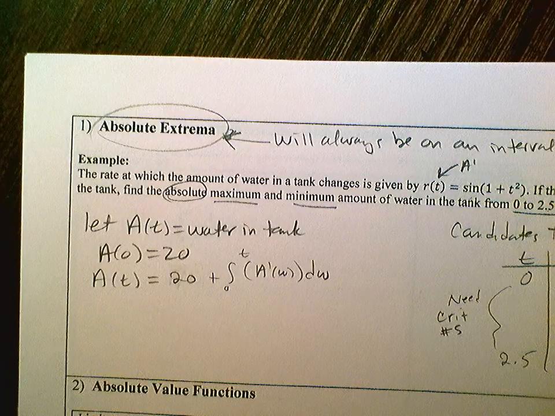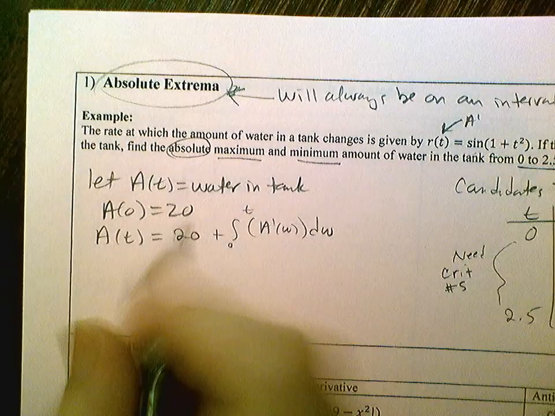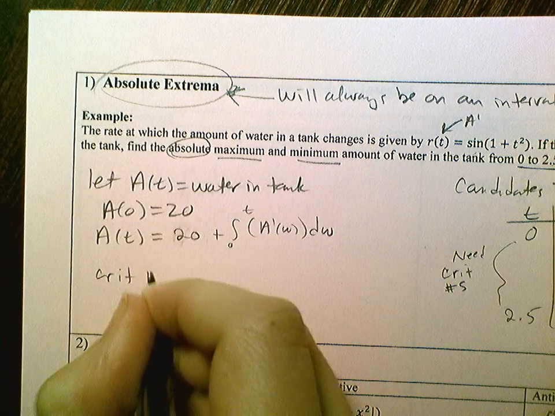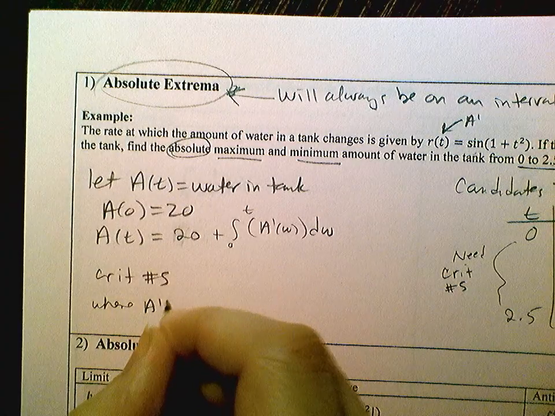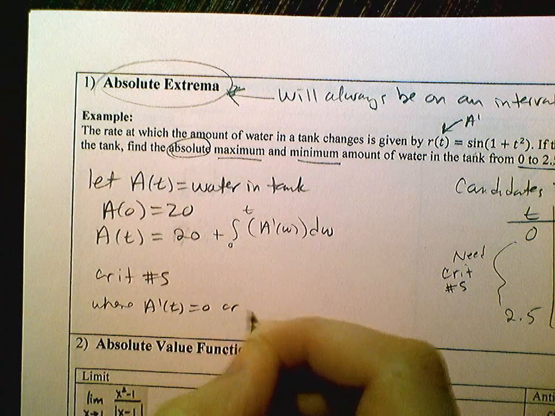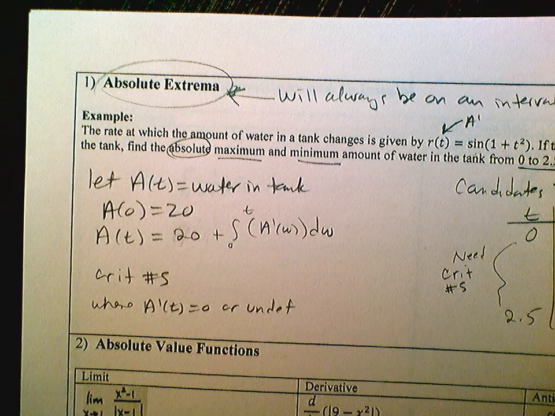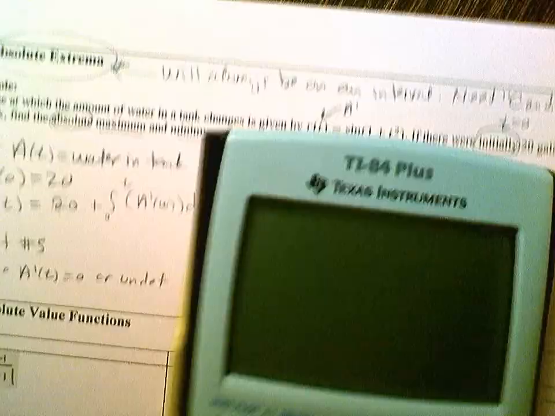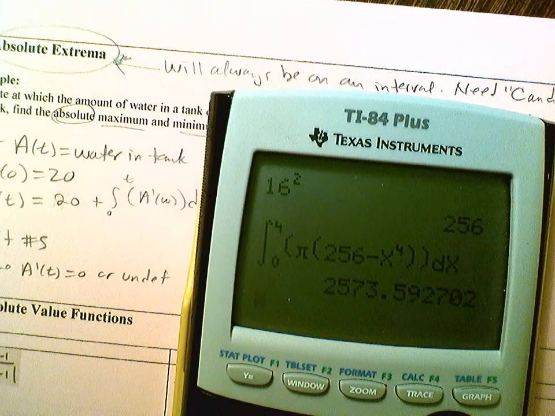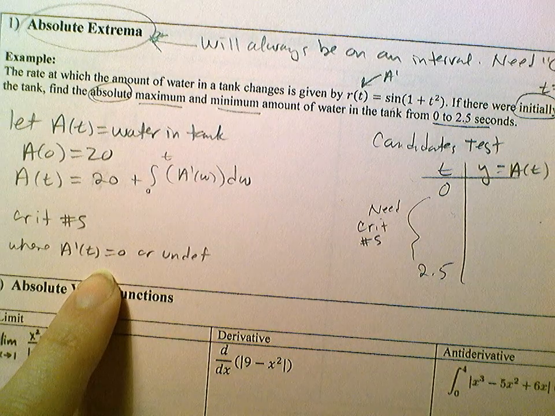Now, for the critical numbers in here, remember that the critical numbers are where A prime of t equals 0 or is undefined, all right? So this is a problem on a calculator section. So I'm going to take my calculator and plug in. I've got to find where A prime of t is 0 or undefined. And remember, A prime is R of t.